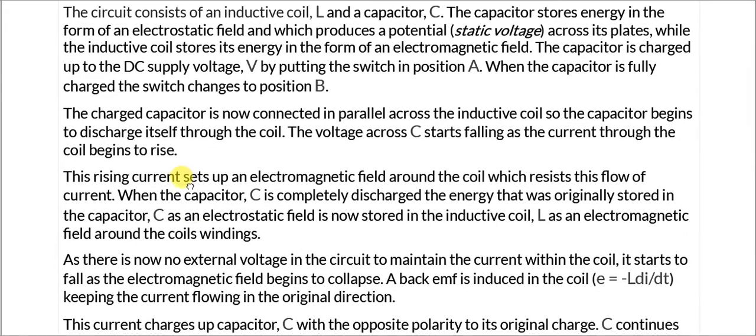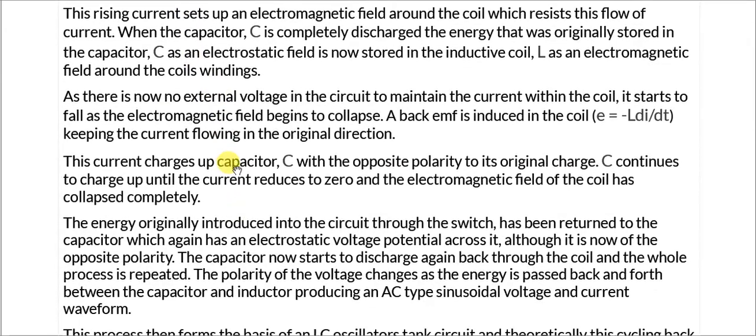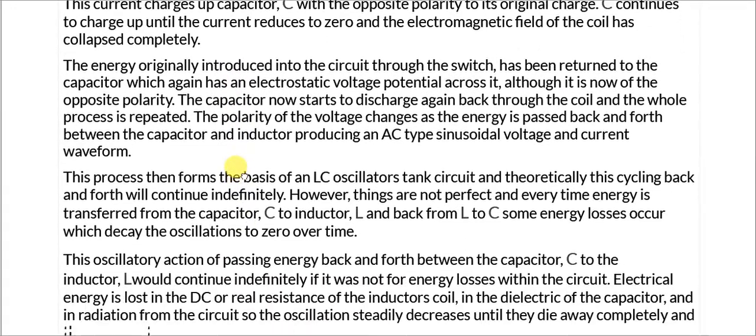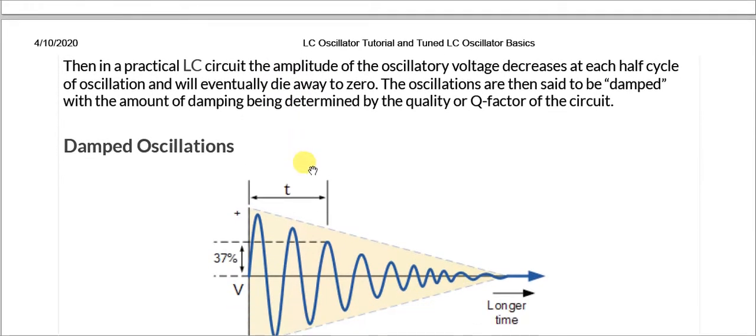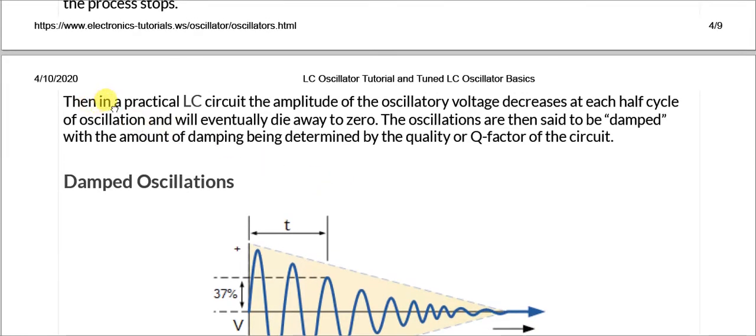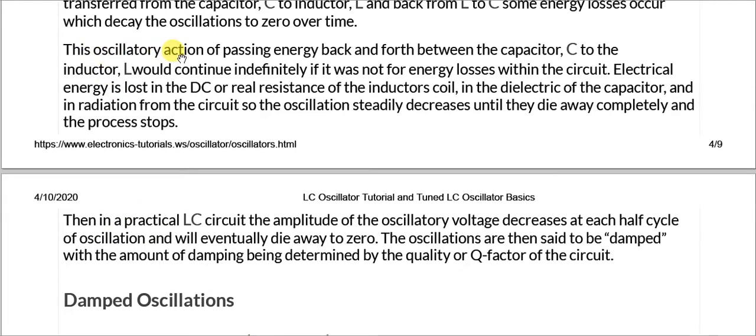So let's move on to this section, which is now the damped oscillations. We have this oscillatory action of passing energy back and forth between the capacitor C and the inductor L. This would continue indefinitely if it were not for the energy losses within the circuit. Electrical energy is lost in the DC or real resistance of the inductor coil, that is ohmic resistance, in the dielectric of the capacitor, and in radiation from the circuit. So the oscillations steadily decrease until they die away completely and the process stops.